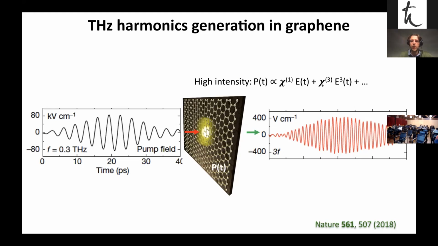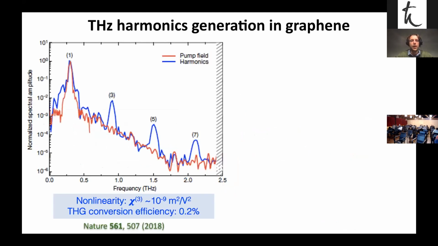So that's quite a high efficiency. And in that first paper, we showed that we can do this not only for the third harmonic, but also for the 5th and 7th harmonic. So the even harmonics are not allowed because of symmetry reasons, but all the odd harmonics are allowed. And we were able to resolve them up to the 7th harmonic in those first experiments done in Dresden.